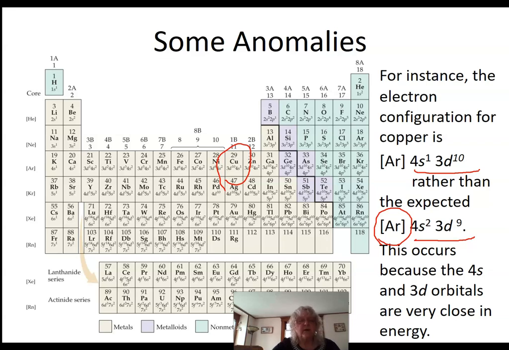Okay? The only place you really need to worry about this is between s and d orbitals. You don't need to worry about it between s and p orbitals. It just happens for the s and the d orbitals. So typically it would happen in group 11 on your periodic table, and then the other place that it happens is in group 6.